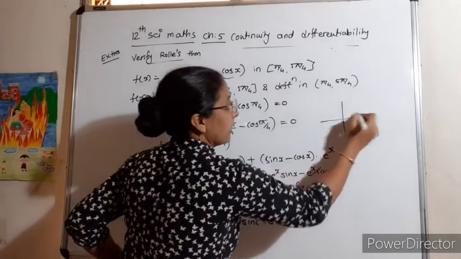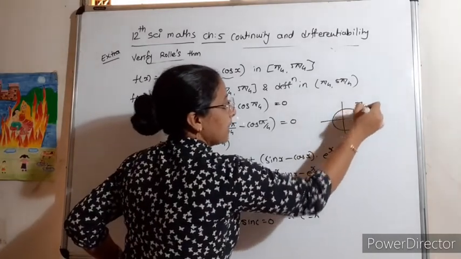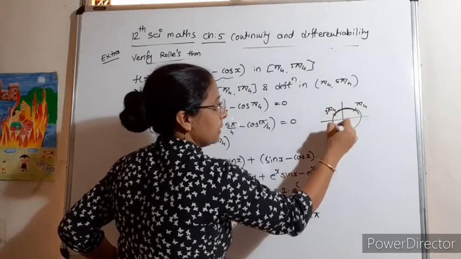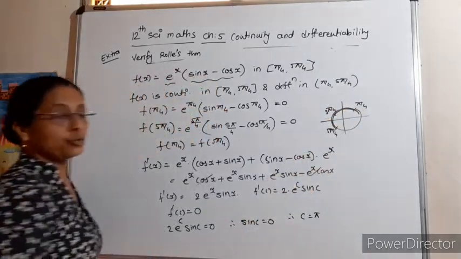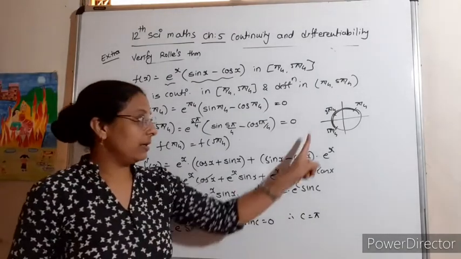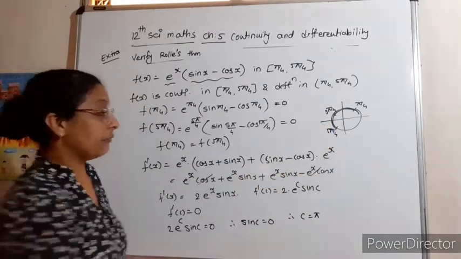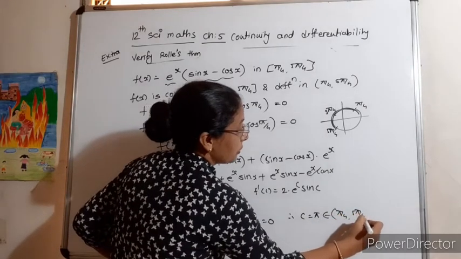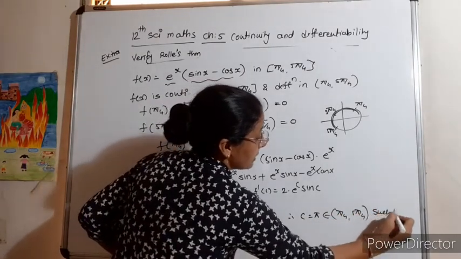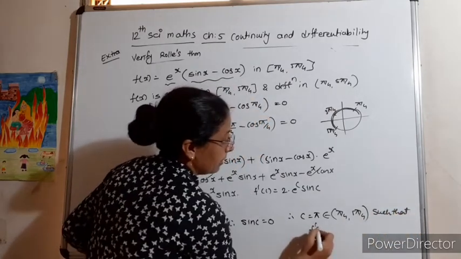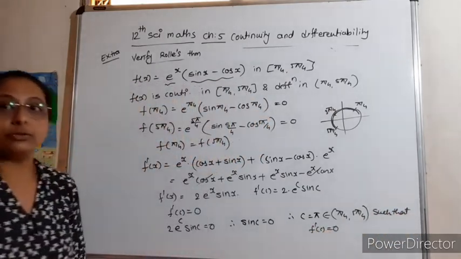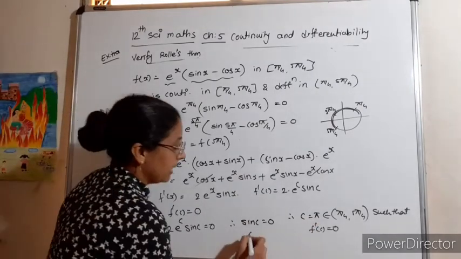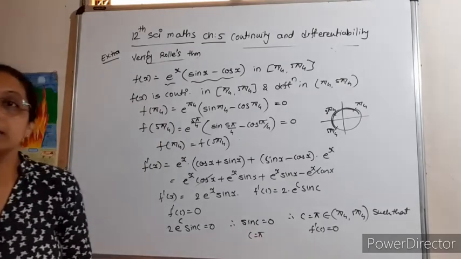हमें interval देखना है. Here is pi by 4 to 5 pi by 4. Here is 3 pi by 4. So between this interval, pi, 2 pi, 3 pi, 4 pi, what is that? Here it is pi, right? And therefore c is equal to pi belongs to this open interval pi by 4 to 5 pi by 4 such that f dash c is equal to 0. It becomes 0. So the answer is c is equal to pi is our final answer.